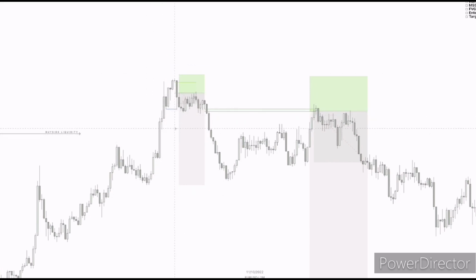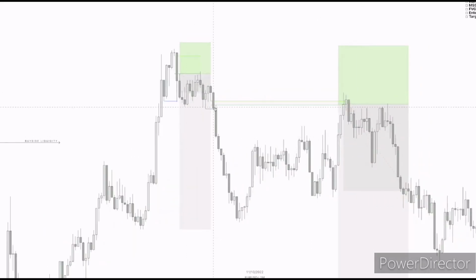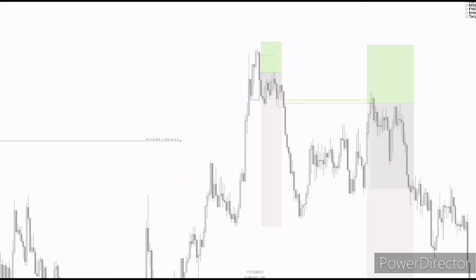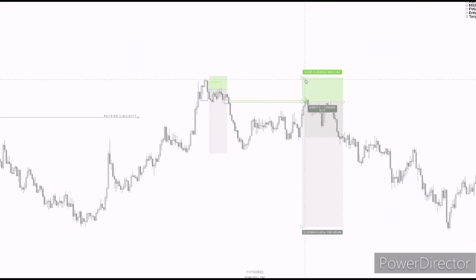So if you do class these, that's absolutely fine, and then you will be able to get an entry on this fair value gap right here. But if you want to wait for something a little bit more clear, and you use this low right here, what you will notice is if we zoom in, you will see a fair value gap created on this, and then you can enter.